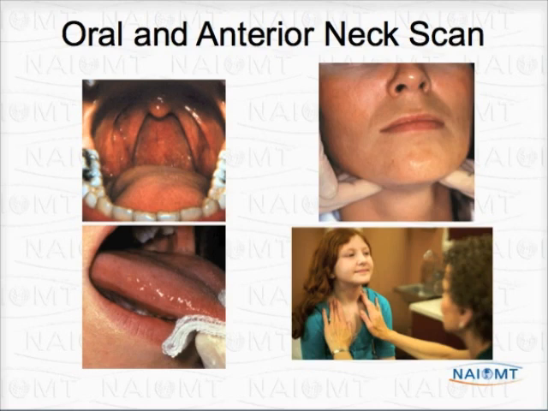Palpate the thyroid area just inferior and lateral to the laryngeal prominence of the thyroid cartilage and superior to the sternal notch and medial to the sternal origin of the sternocleidomastoid. Use the index and middle fingers of both hands, and palpation is facilitated by asking the patient to take a drink of water while the therapist's fingers are in position.